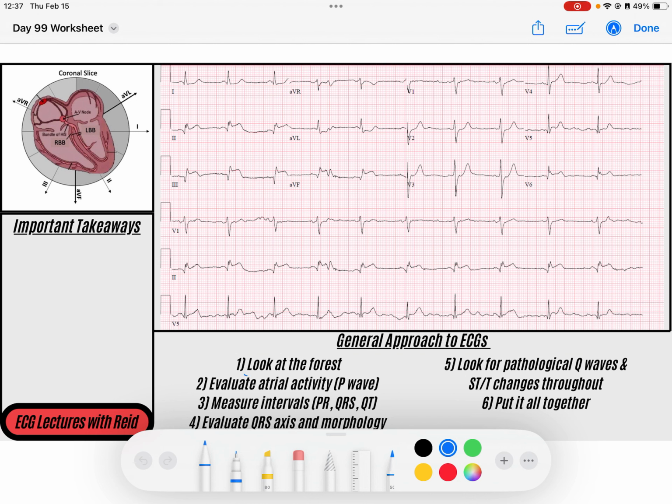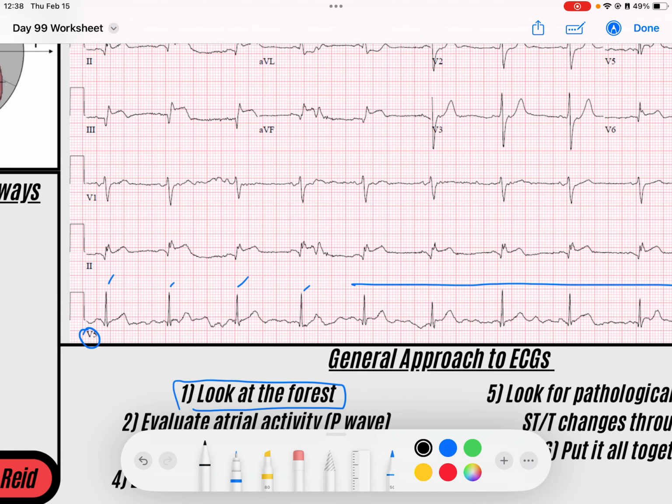So the first thing I'm going to do is look at the forest, and the trees of the forest are my QRS complexes, and so maybe I'll pick V5 down here. I see I've got a narrow complex rhythm that seems to be quite regular, and it occurs throughout the entirety of the strip. The rate from QRS to QRS, if I find one that lands just about on the solid line, maybe here we've got 300, 150, 100, 75, 60, so somewhere between 60 and 75 beats per minute. I'll say maybe 65 beats per minute, okay?